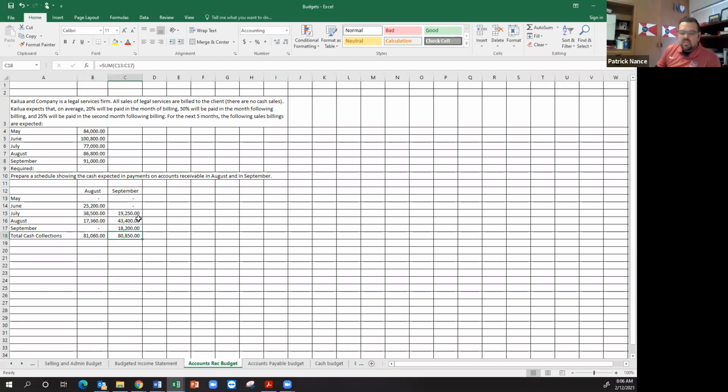So this is a good budget to pay attention to, to make sure that we can cover our cash expenses, liabilities, things like that, to make sure that I'm actually receiving cash in a timely manner and that I can cover cash payments I need to make. And that is the accounts receivable budget.